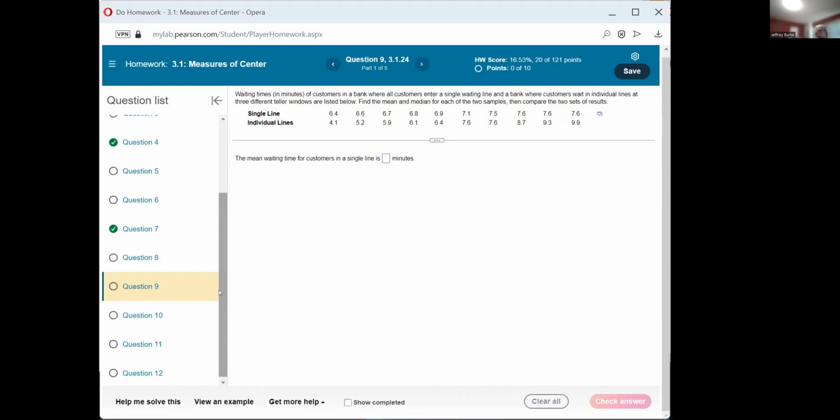Okay, and it says, in this case, we're given 2 sets of data. So I'm going to show you how to handle working in StatCrunch when we're given a problem like this. It's asking for the mean waiting time for this. So let's go and take a look. I want to know the mean waiting time for customers in a single line. So I want the mean waiting time for this. Let's go to StatCrunch.